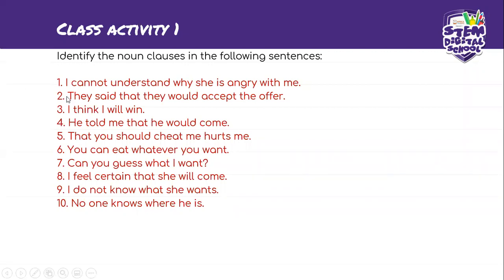Okay, so the answer for number 2, the noun clause here, is that they will accept the offer. That they will accept the offer is our noun clause here. Okay, let's go to the next one. Number 3, I think I will win. What is our noun clause there? I think I will win.